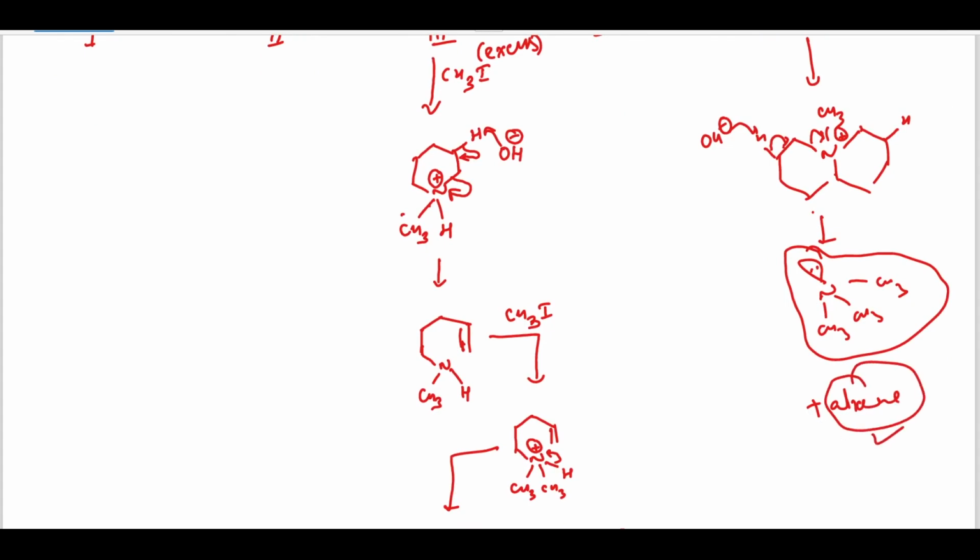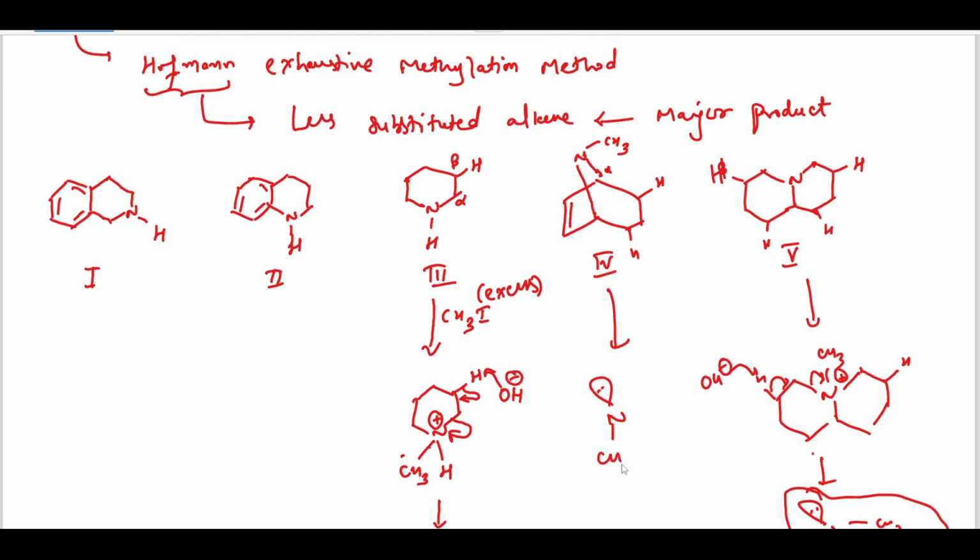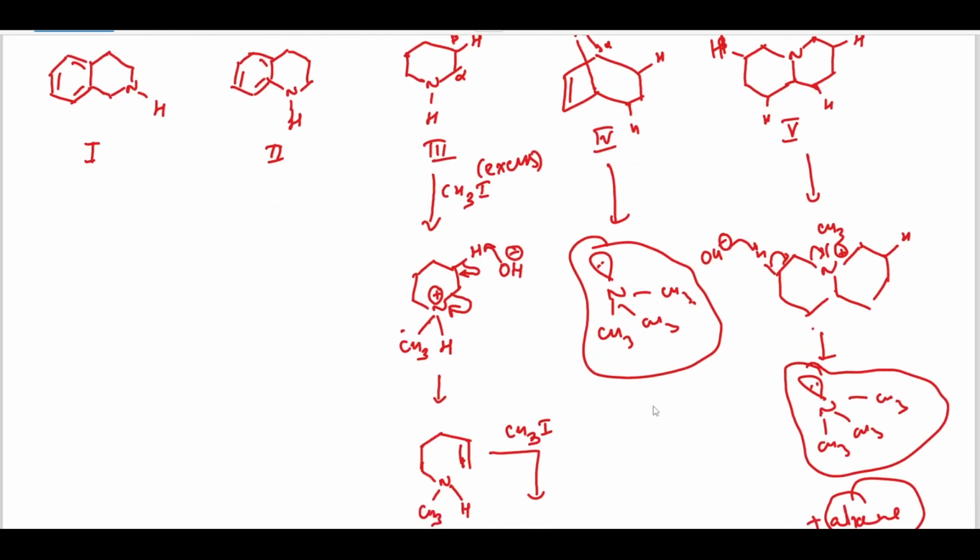Clear? Similarly, in this case, you can see there is also beta hydrogen corresponding to this nitrogen atom. This is alpha position and this is beta. Similarly, this is alpha position and this is beta. Okay, so in this case, again, tertiary methyl amine will be formed at the end of the reaction in addition to alkene.